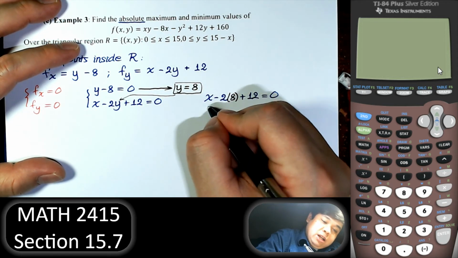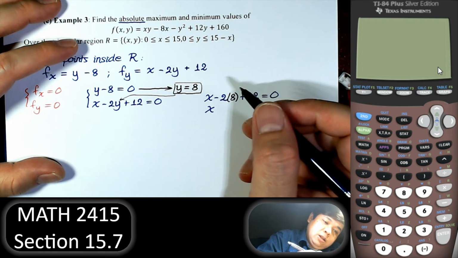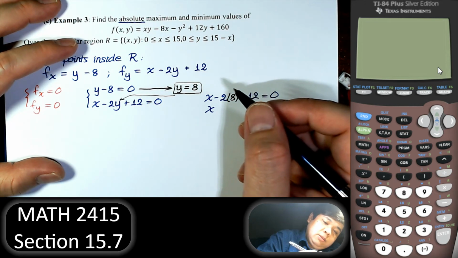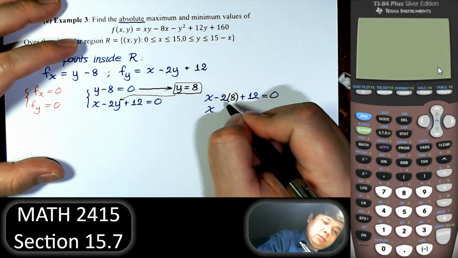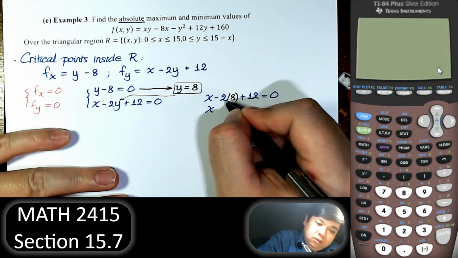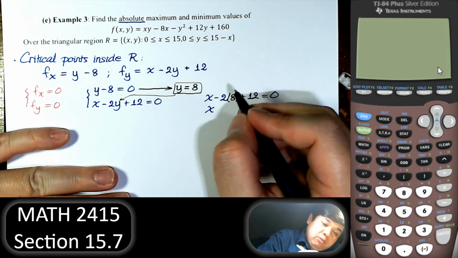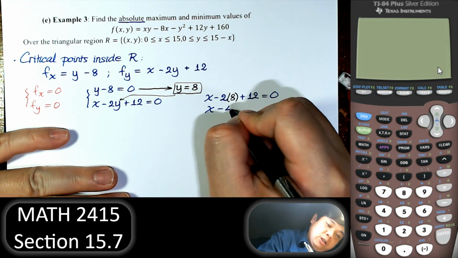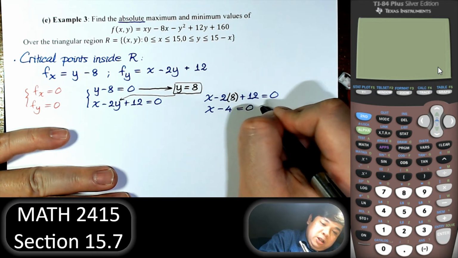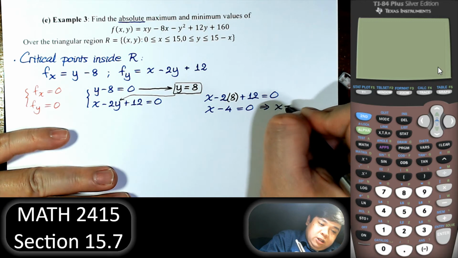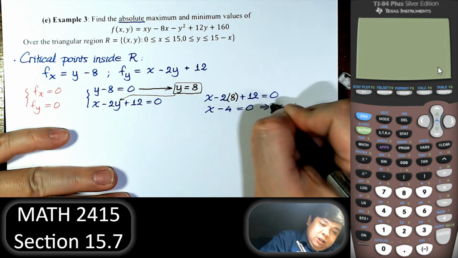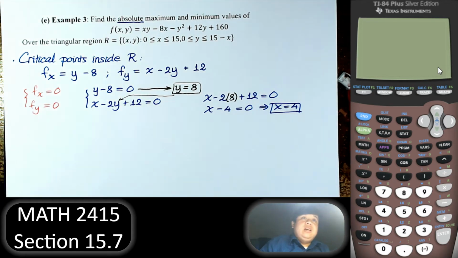So that could be x minus 16 plus 12, so that minus 4 equal to 0. So if x equal to 4, the point is x equal to 4, y equal to 8.